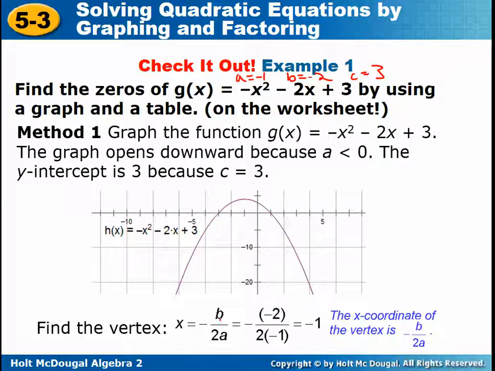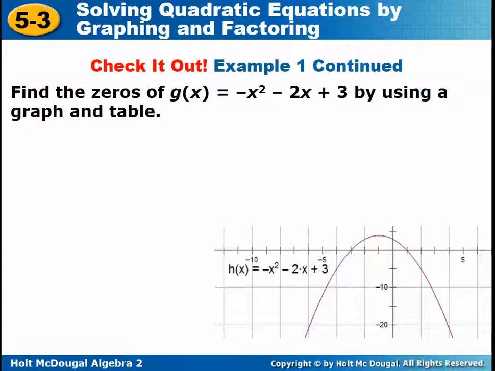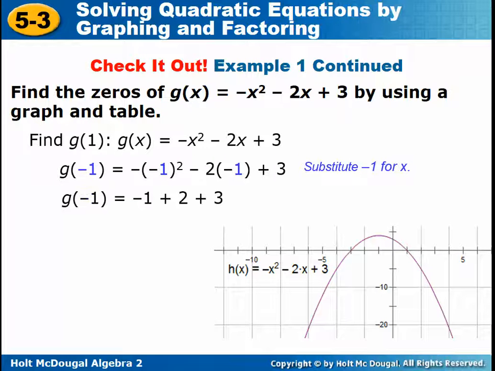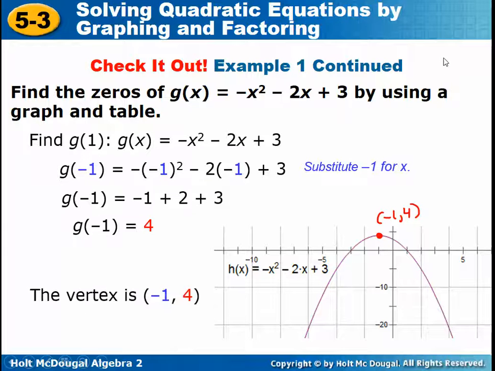So we would have negative -2, which is 2, over 2 times -1. So we got our x coordinate of the vertex is -1. To find the y coordinate, remember you just plug that into your equation for x so that you can then solve and find the y coordinate. And we end up with a y coordinate of 4. So our vertex right here is at (-1, 4). That's just to help us graph this.